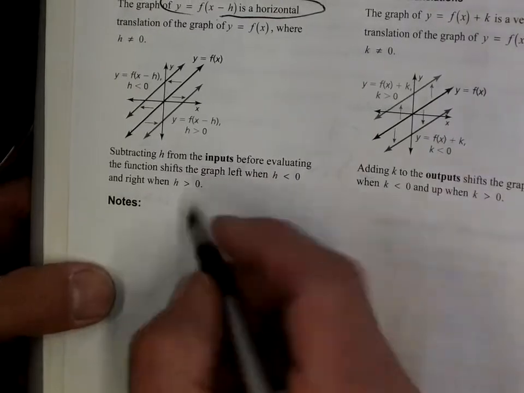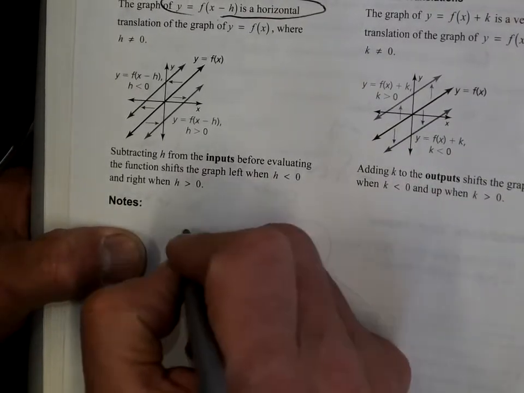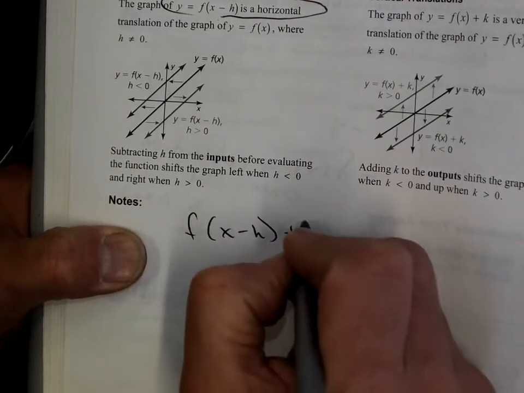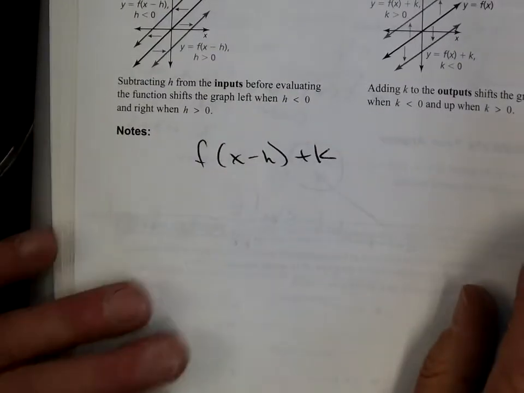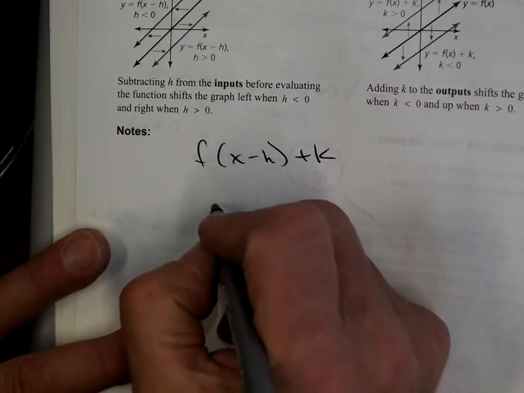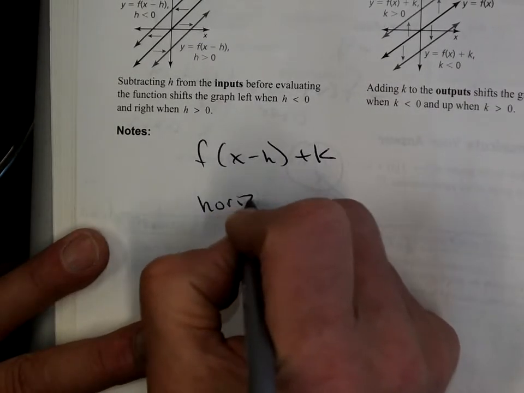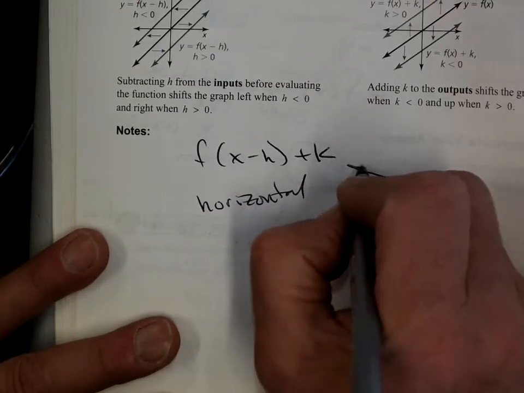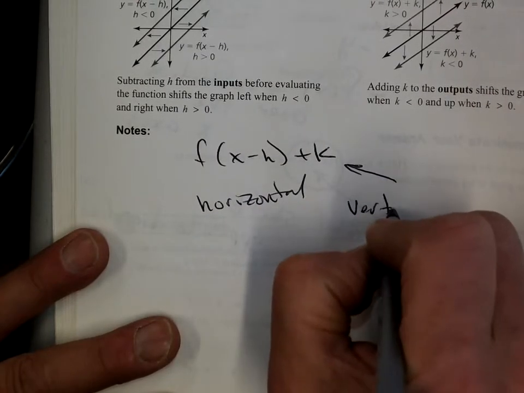So if we took a look at f of x minus h plus k, then we're going to have a horizontal shift, and this would give me a vertical shift.